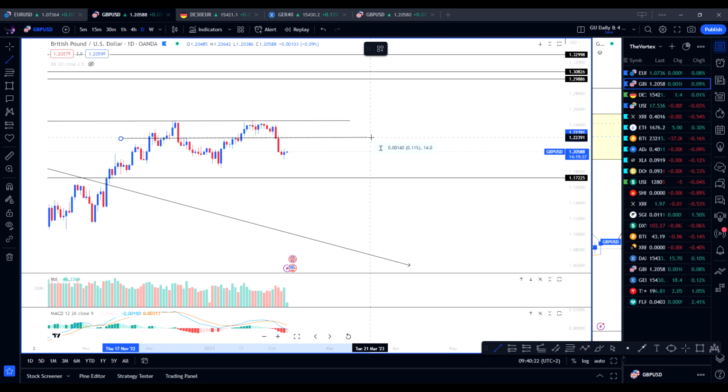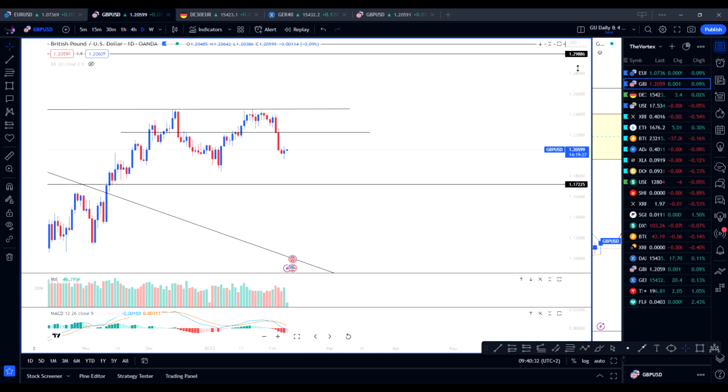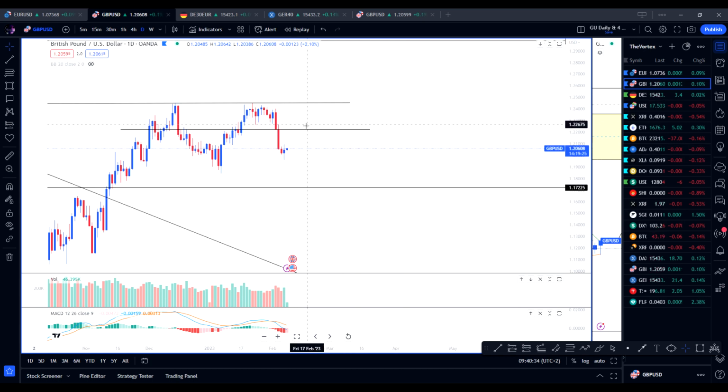Now we can see there is already interest in this line because it has been treated before as previous resistance. It has been flipped to support. It is an area of interest. It is exactly where the previous daily candle started, in the sense that where the actual body of the candle began.